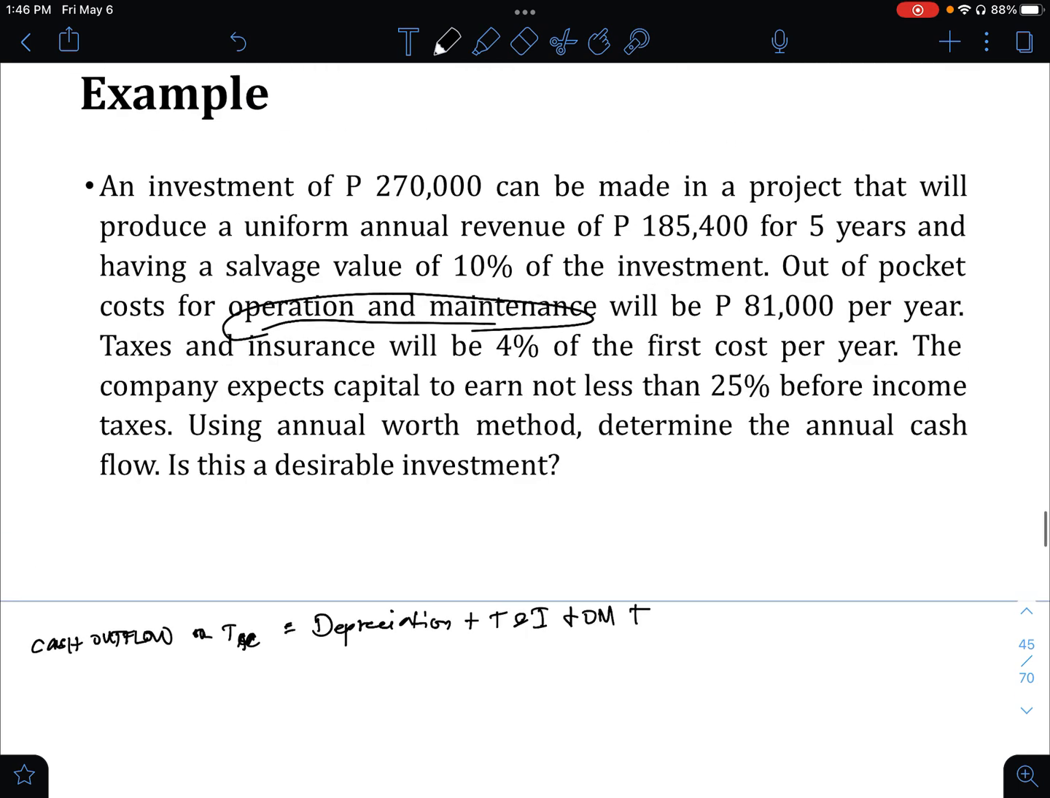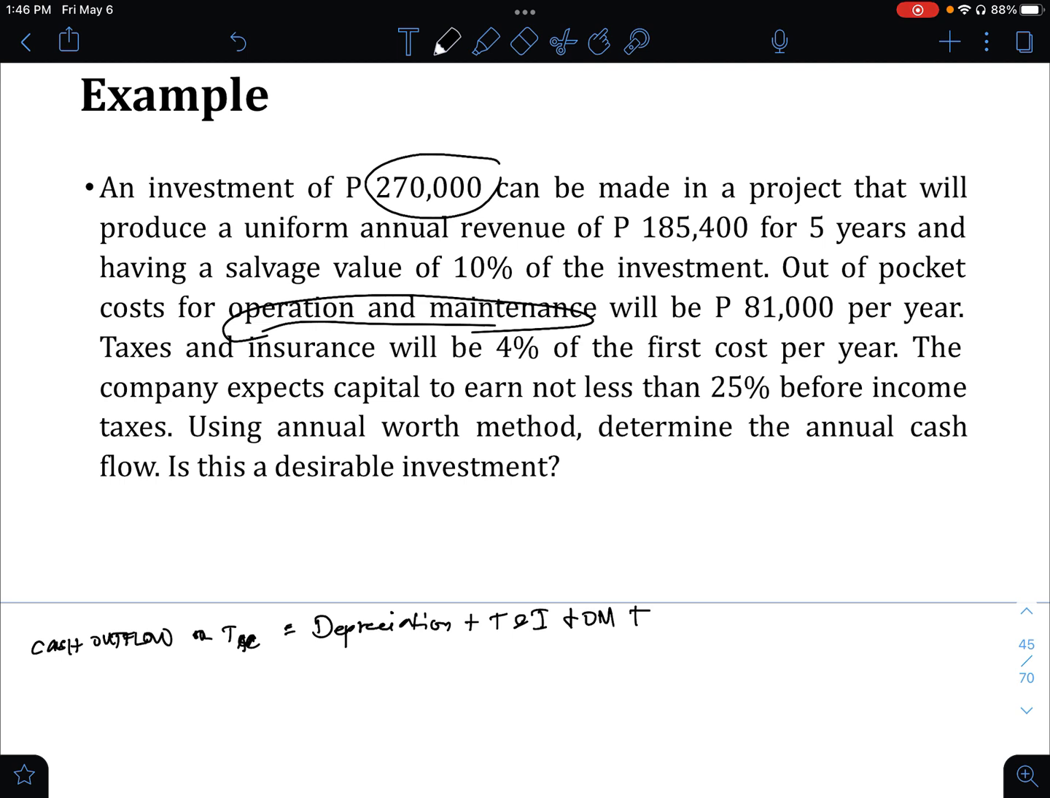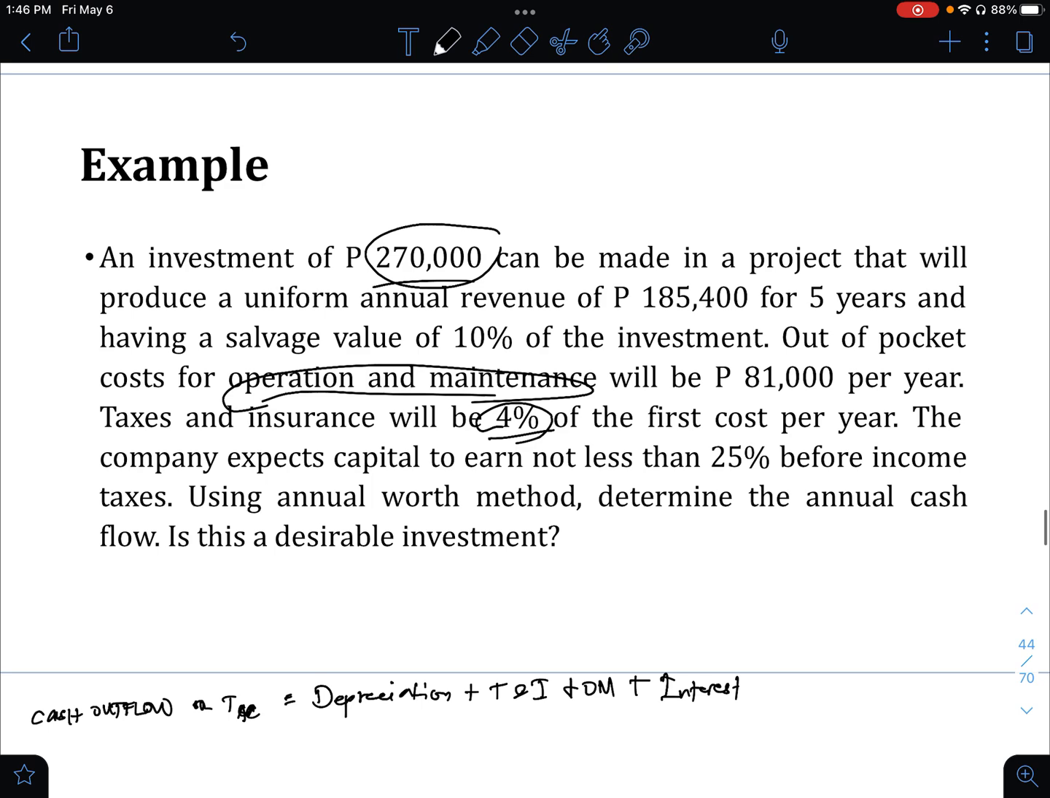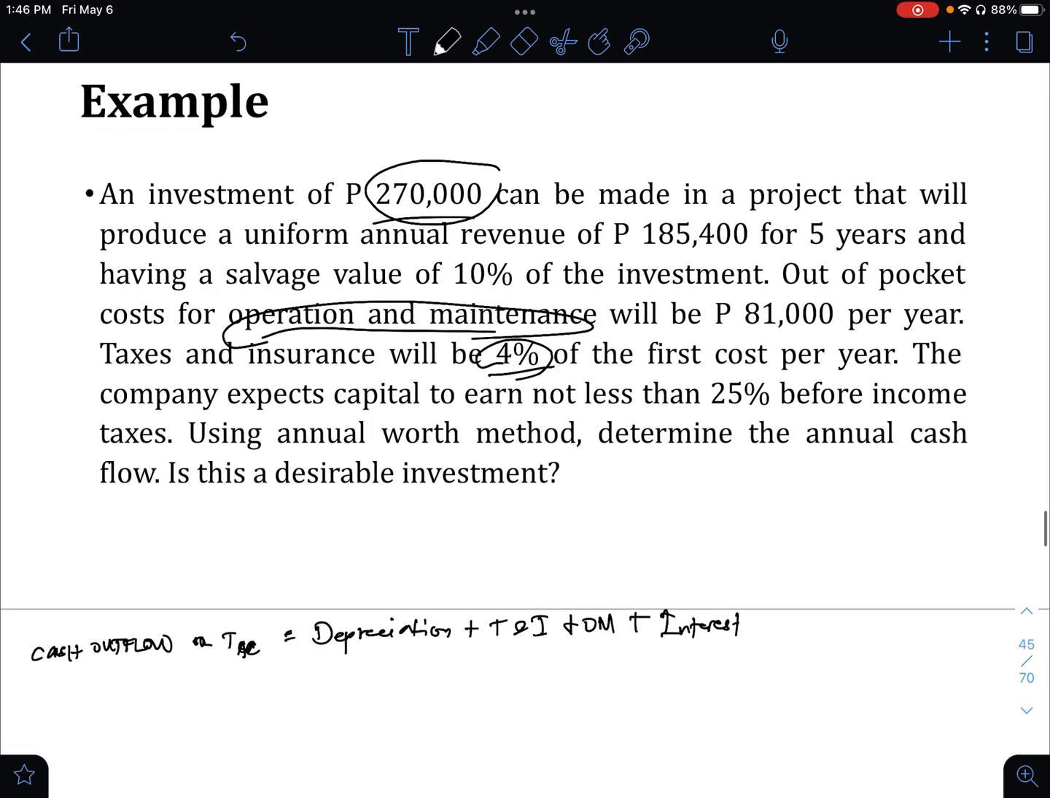So, ang interest, which is, ang 270,000, interest on the original investment. So, unsa man ang original investment, diba, 270,000. And what is the interest here? 4% of the first cost. So 4% of 270,000 is the tax and insurance. So kasali po siya sa cash outflow in finding if desirable siya using this annual worth method.